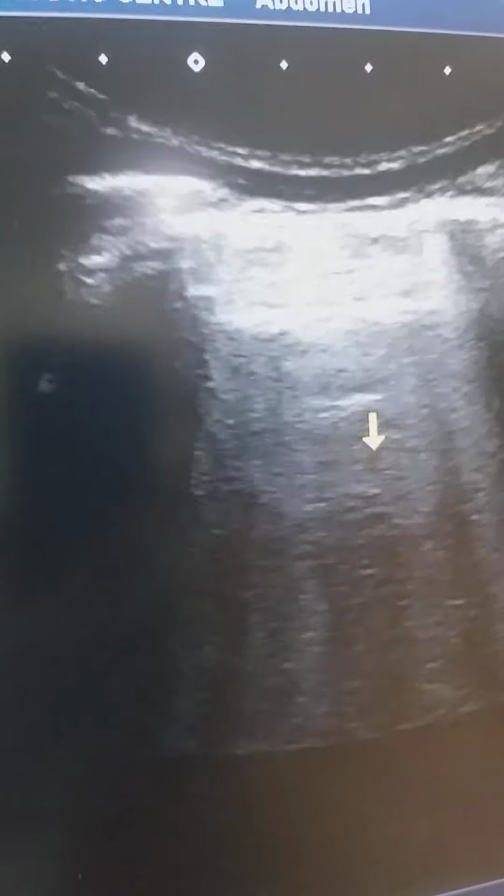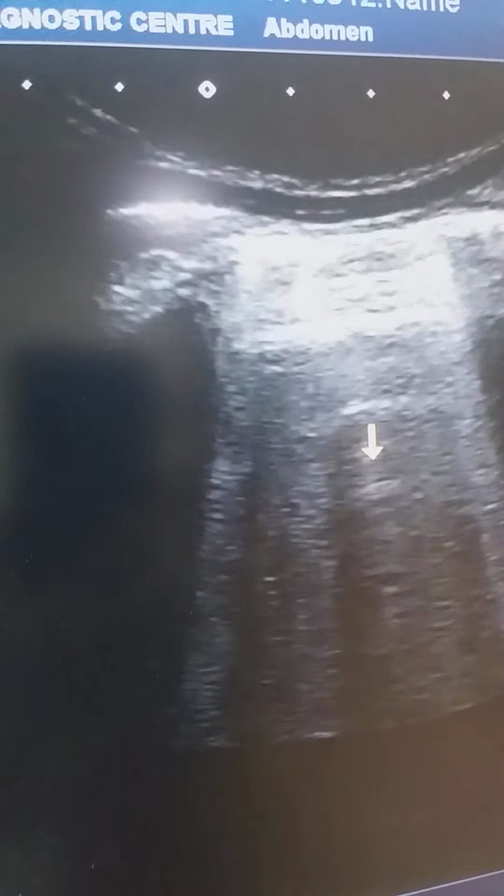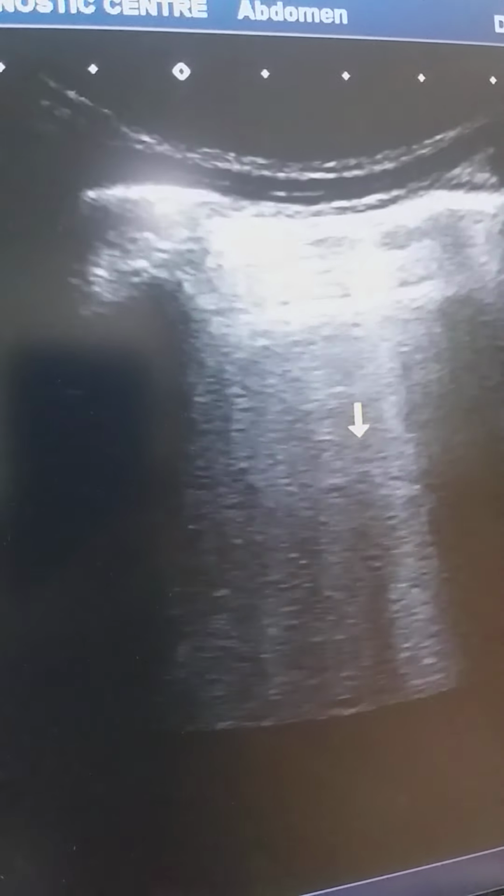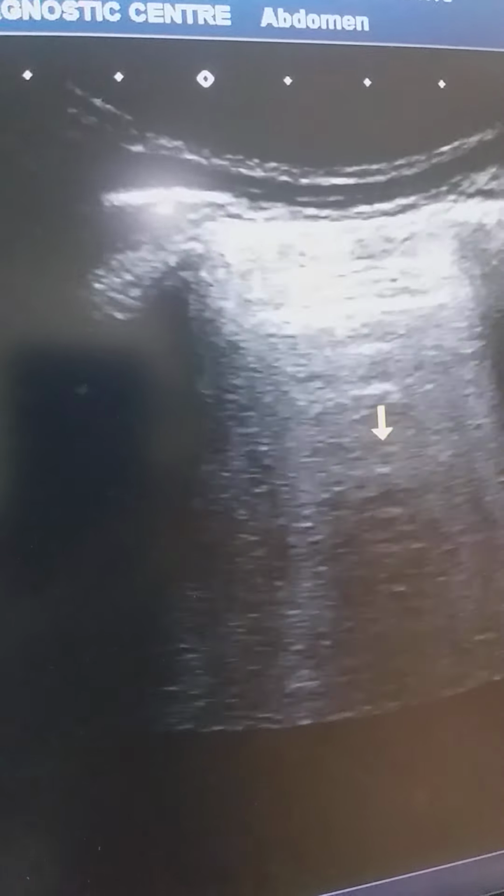So again we come to the other thing. The upper chest is having fewer B lines and the lower chest is having more B lines. These B lines, if they are more in number, whether they are separate, discrete, or confluent, this represents the interstitial syndrome.